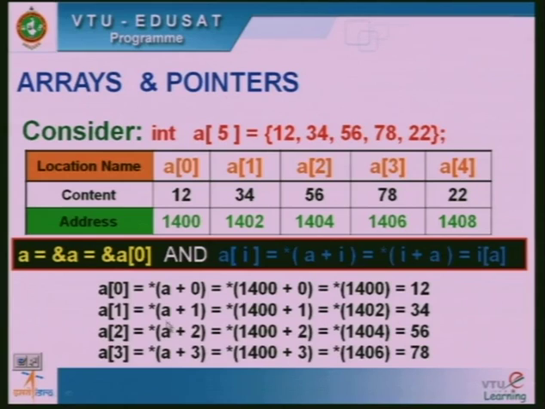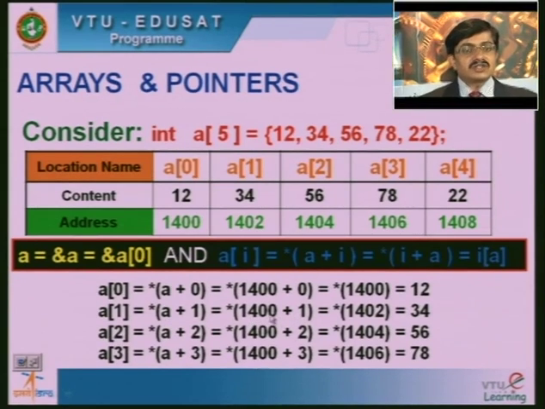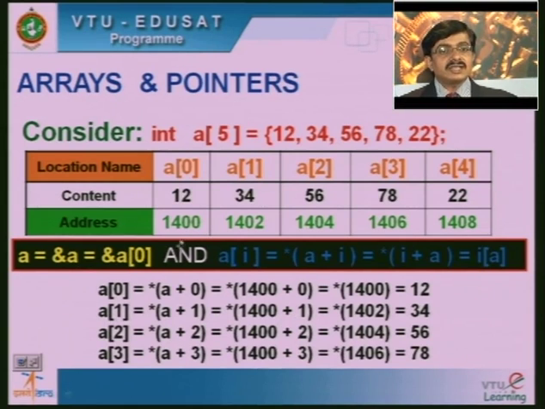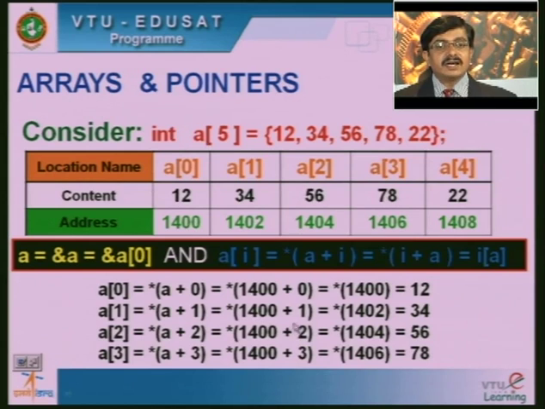Now, A of 1 means star of A plus 1, which means star of 1400 plus 1. Here you have to see that I am adding 1 to the address 1400, but we are storing the addresses of integer variables. Each integer will take 2 bytes of memory area, so adding 1 to it means 2 into 1, 2 bytes I am going to add to it. The new value after this addition is 1402. So star of 1402 is the value at 1402. What is the value at 1402? It is 34, which is nothing but A of 1.